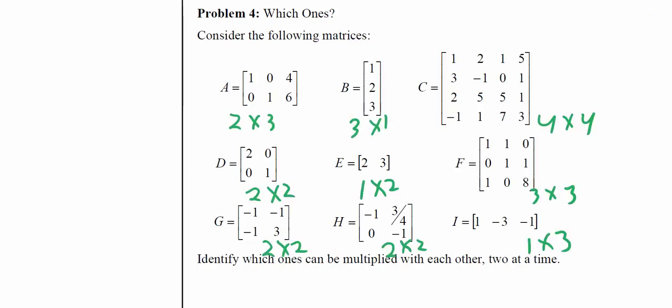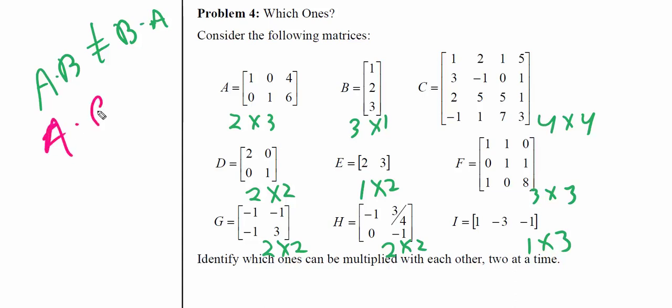And we want to identify which matrices can be multiplied with each other, 2 at a time. Now, remember, the order matters. So for example, A times B is not the same as B times A when it comes to matrix multiplication. So for example, if we look at A times B in this order, A is a 2 by 3 and B is a 3 by 1.